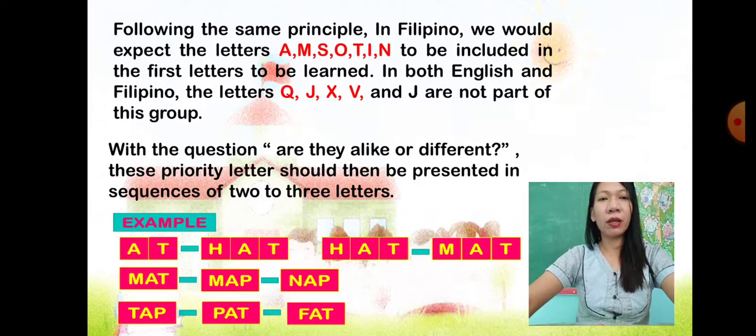This priority letter should then be presented in sequences of 2 to 3 letters. So we have some example. At, hat, mat, map, nap, tap, pat, fat.